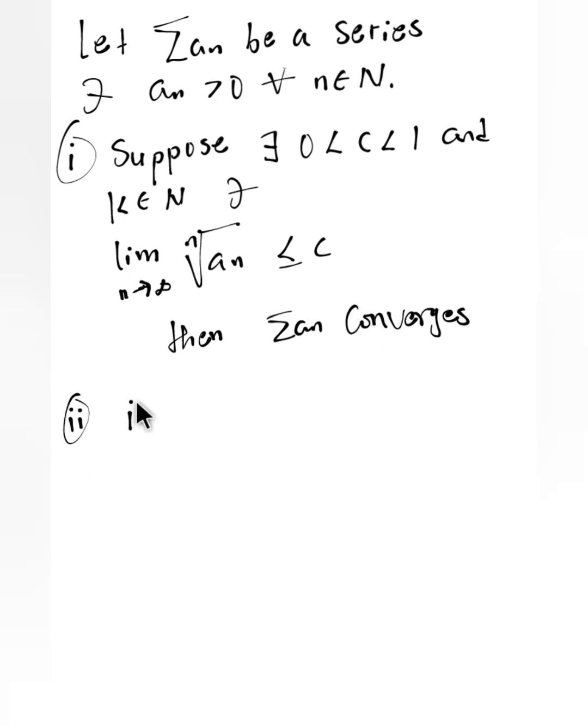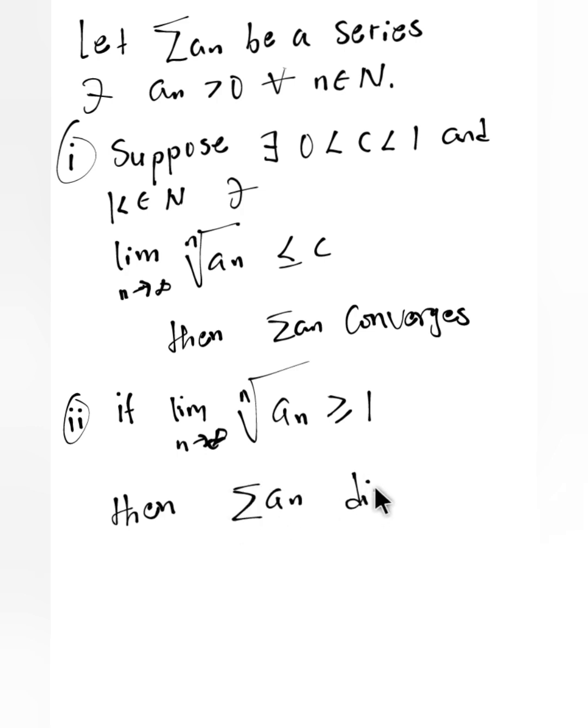2. If the limit as n tends to infinity of the nth root of an is greater than or equal to 1, then the series diverges. So that's the definition of the root test. In the root test, we have a series. Now, after finding the limit of the nth root of that series, if the limit is between 0 and 1, then that series converges. But if the limit is greater than 1, it diverges.